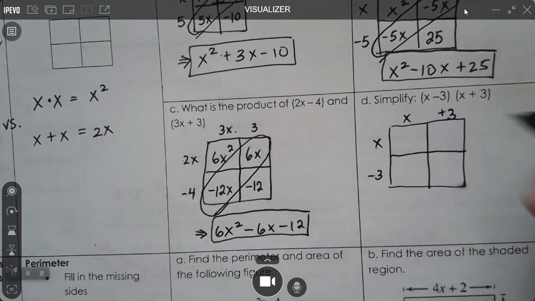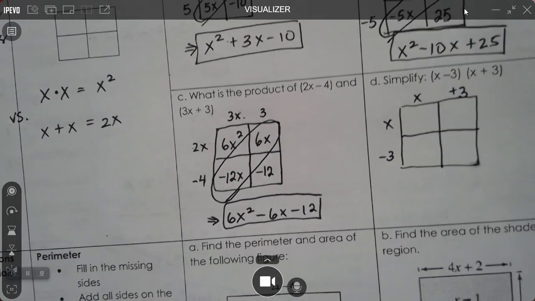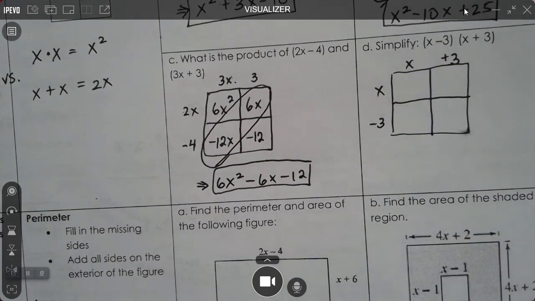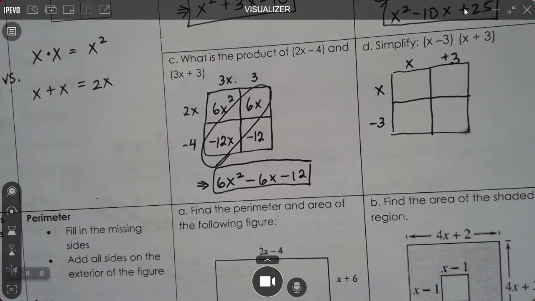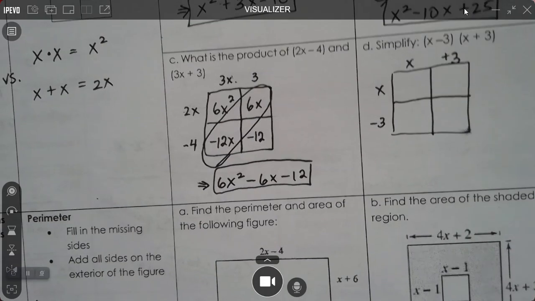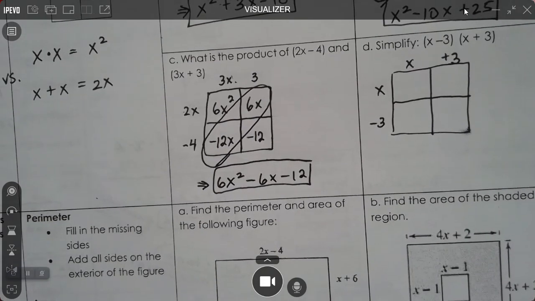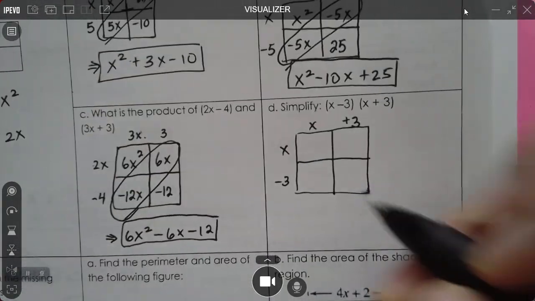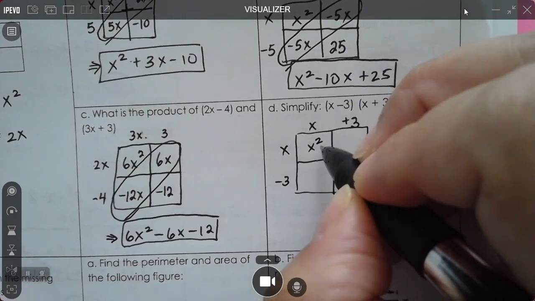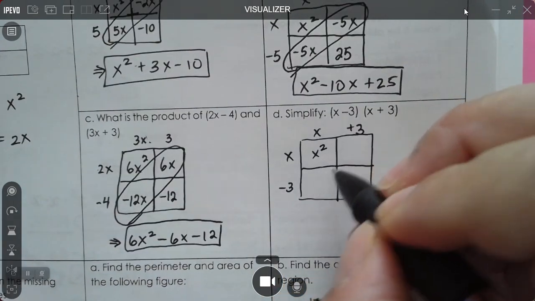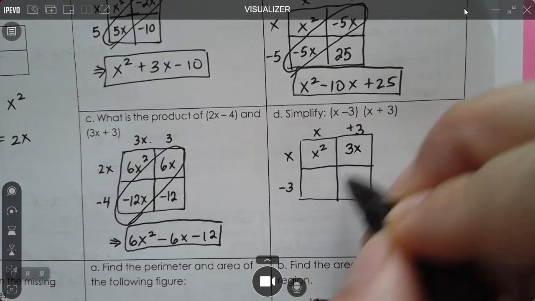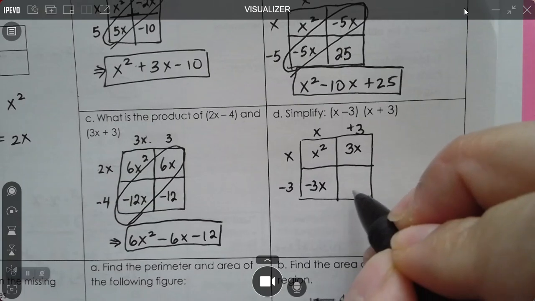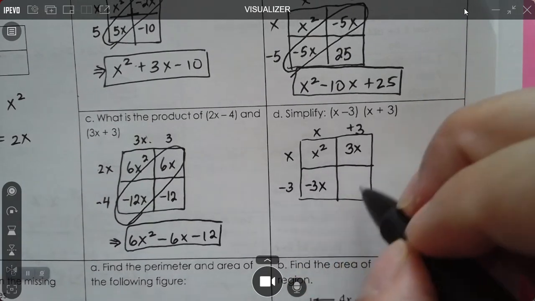All right, so please don't wait for me. Go ahead and start multiplying the mini products and then combining them. All right, x times x, x squared. X times 3, 3x. Negative 3 times x, negative 3x. Yes, negative 3 times positive 3 will give you a negative 9.